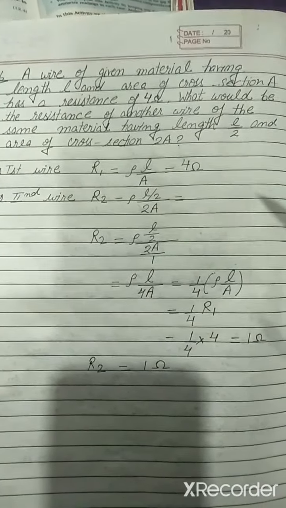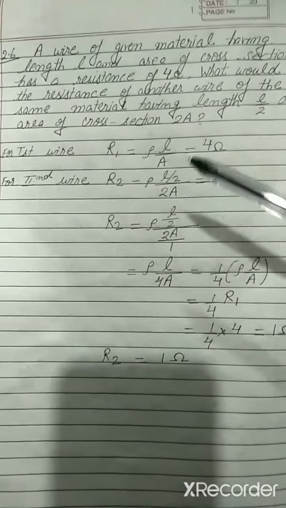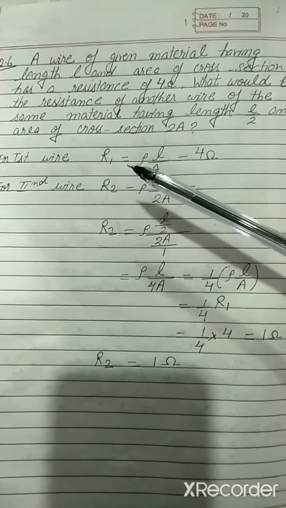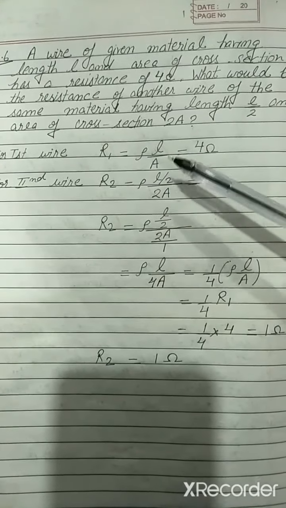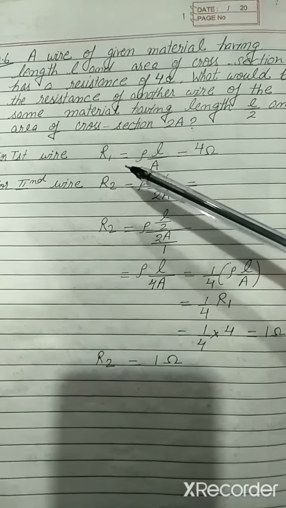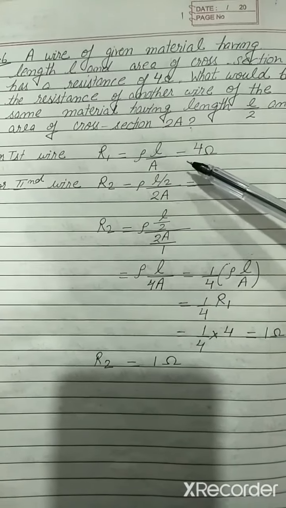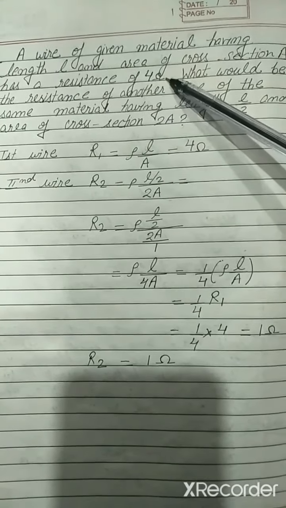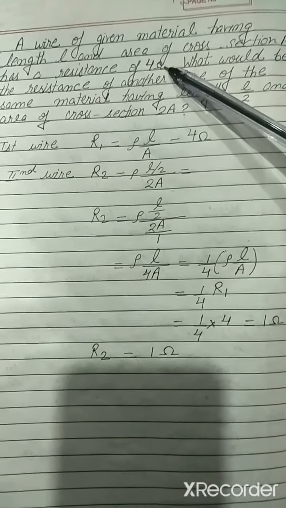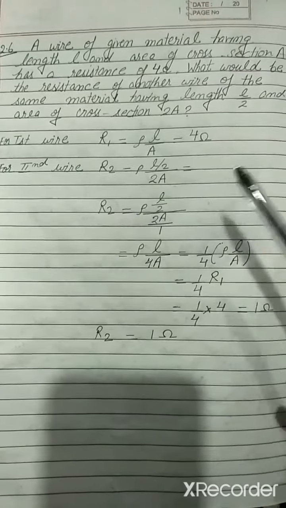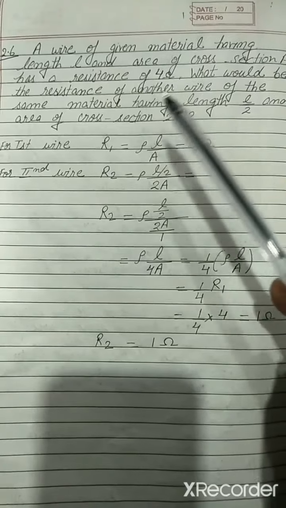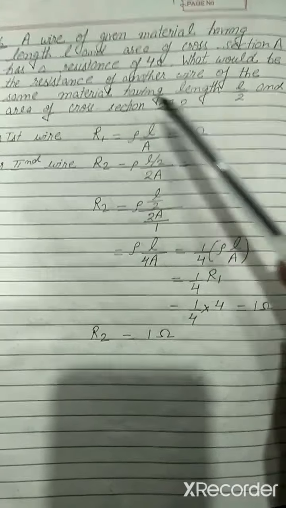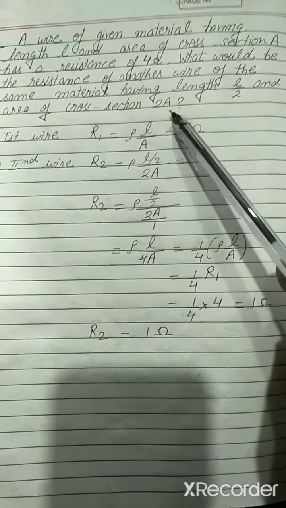So the formula of resistance for the first wire is resistance equals rho L upon A. So we write here R1 equals rho L upon A, and it is given as 4 ohm. Now for the second wire, it is written that the length will be L by 2 and the area of cross section will be 2A.